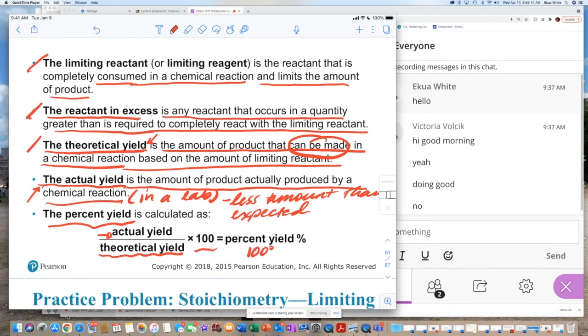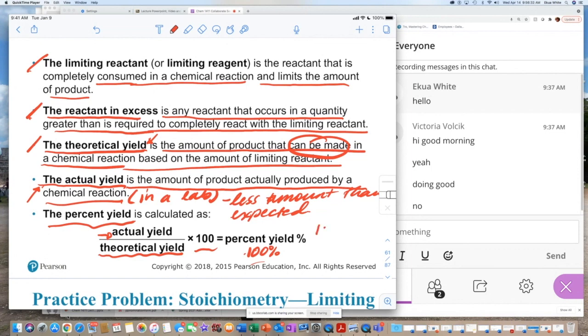If you get 100%, then you're saying that you had a perfect day. Everything worked out the way you planned. You had no issues, no errors, no spilling of sample because everything was perfect. But if you have less than 100%, then you're saying, yeah, life happened.